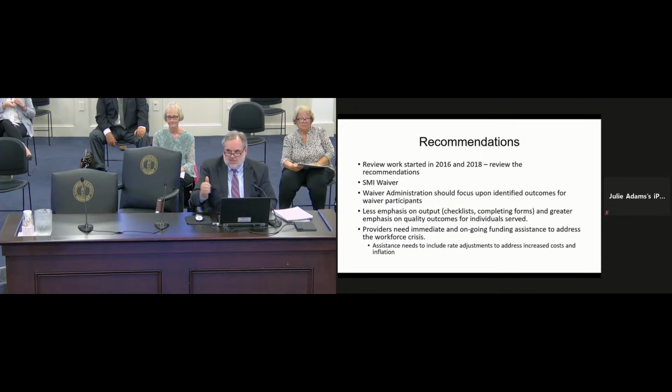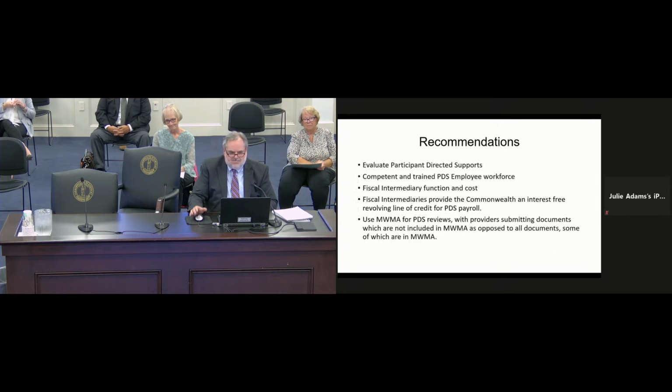Got to look at the costs. Got to look at costs going forward with inflation. We talk about a career ladder. People want to get a raise annually. We need to make sure that's built into the system.